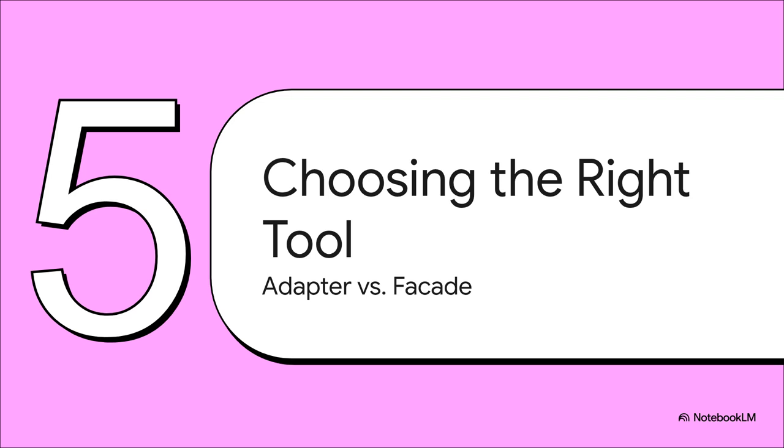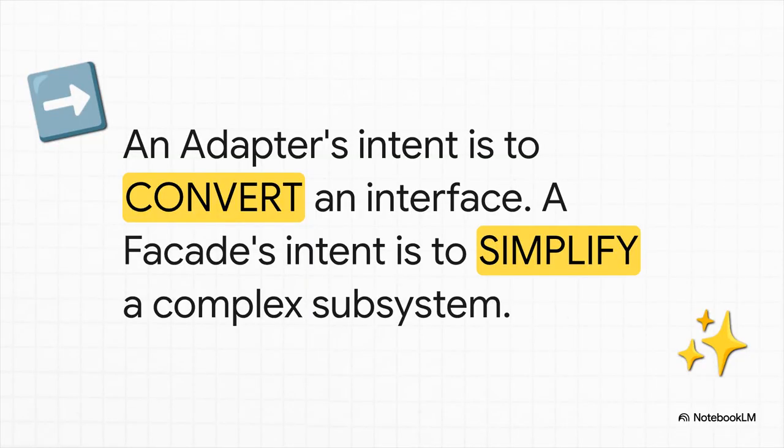Okay, so this is probably the most crucial takeaway. Both of these patterns wrap other objects, right? But they do it for fundamentally different reasons. And understanding that reason, their intent, is the absolute key to knowing which one you need. Here it is, the whole thing in a nutshell. An adapter's intent is to convert. It makes one interface look like a different one. A facade's intent is to simplify. It takes a whole bunch of complicated interfaces and gives you an easy one. Convert versus simplify. If you only remember one thing, remember that.